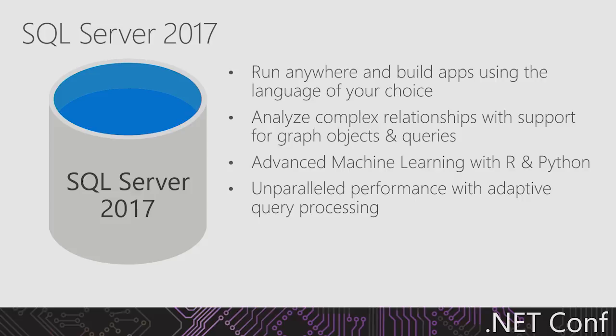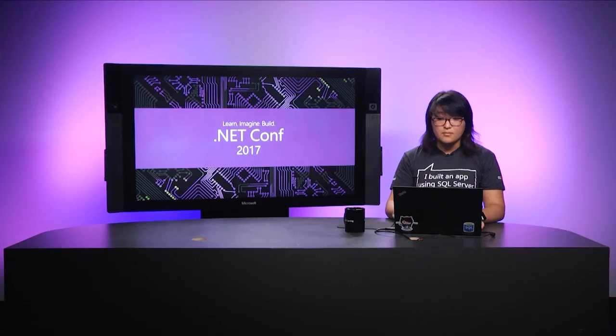SQL Server 2017 also brings the ability to analyze complex relationships with the support of our graph objects and queries. And we've also baked in R and Python into the SQL Server engine to make it much easier and much more advanced for machine learning workloads. On top of that, this version of SQL Server is unparalleled in performance. We've got adaptive query processing built right in, so it's going to be much more performant and much faster.